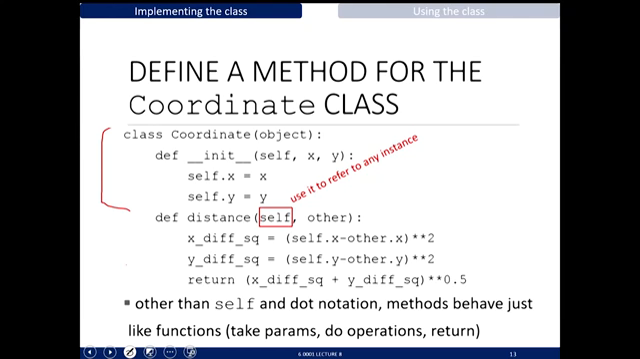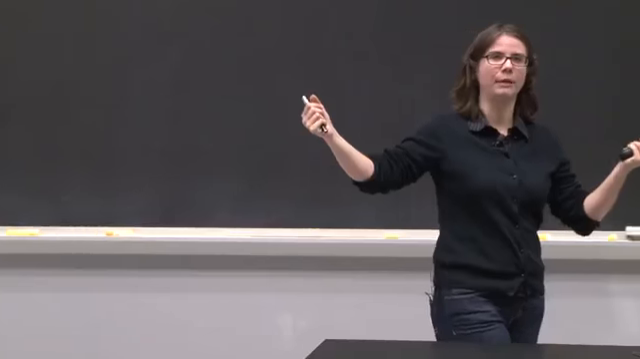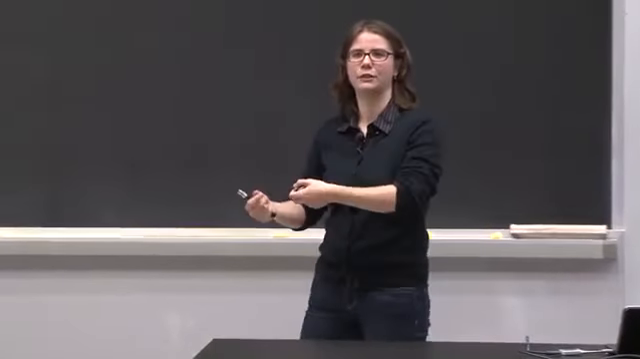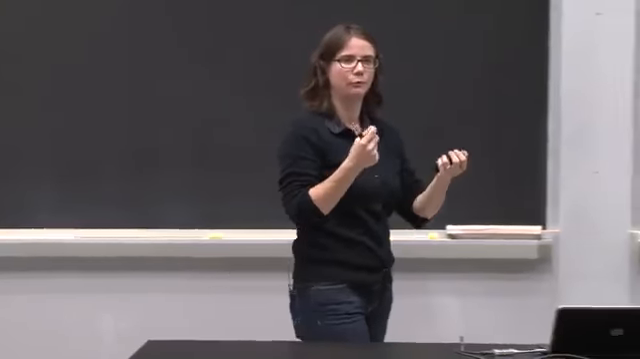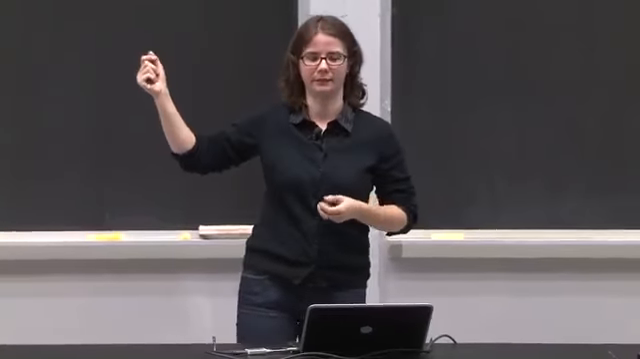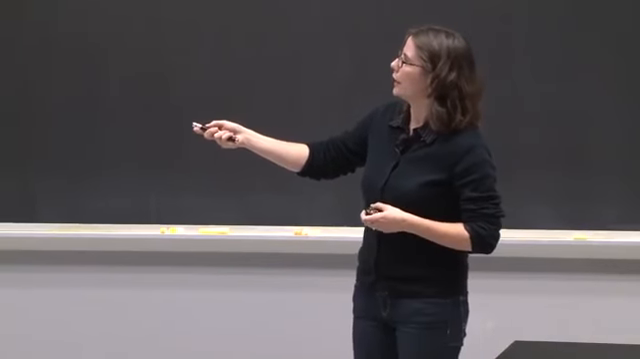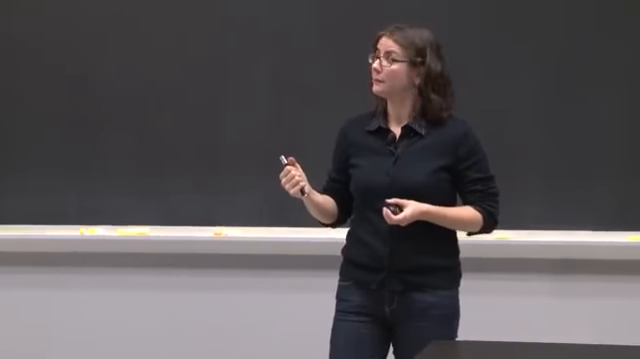And then for this particular method, I'm going to give it another parameter, and I can name this whatever I want. I'm naming it other. This is going to represent the other coordinate object for which I want to find the distance from myself. So here I'm going to just implement the Euclidean distance formula, which is x1 minus x2 squared plus y1 minus y2 squared, and the square root of all that. So that's what I'm doing inside here. Self and other are coordinate objects.